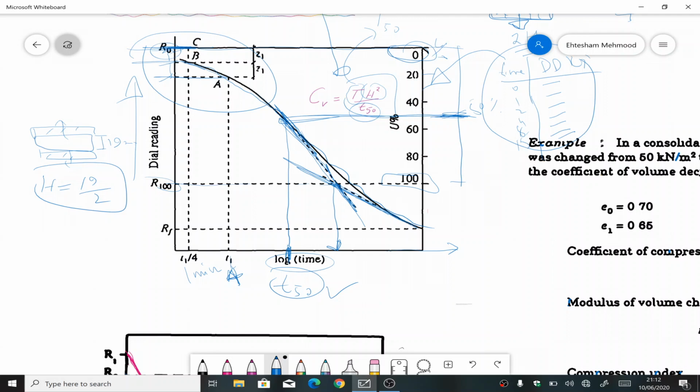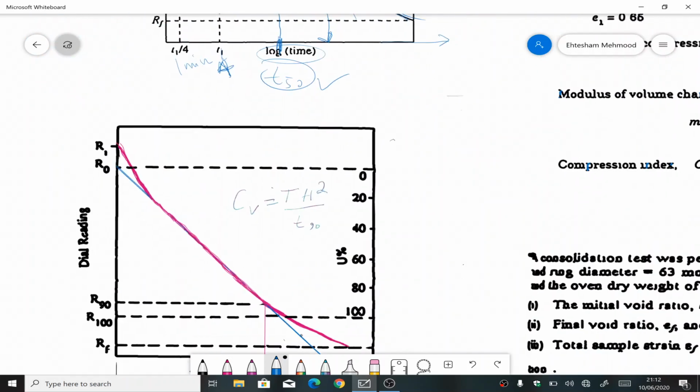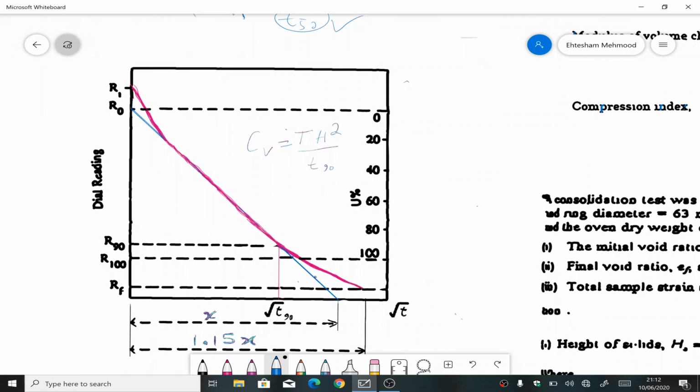So this was one method to find Cv. There's another method to find Cv, which we call Taylor's square root method. The procedure is almost the same. On the y-axis we have the deformation dial gauge reading.